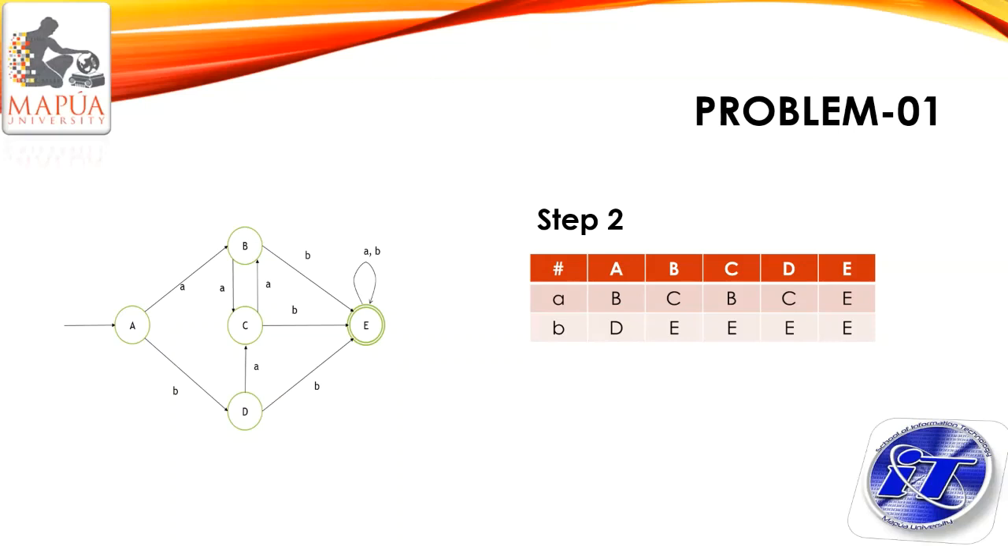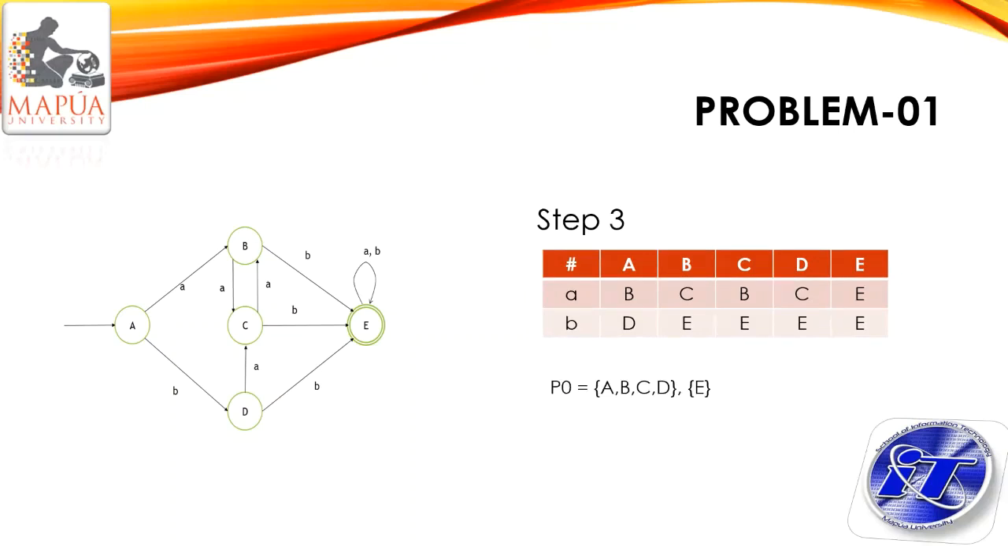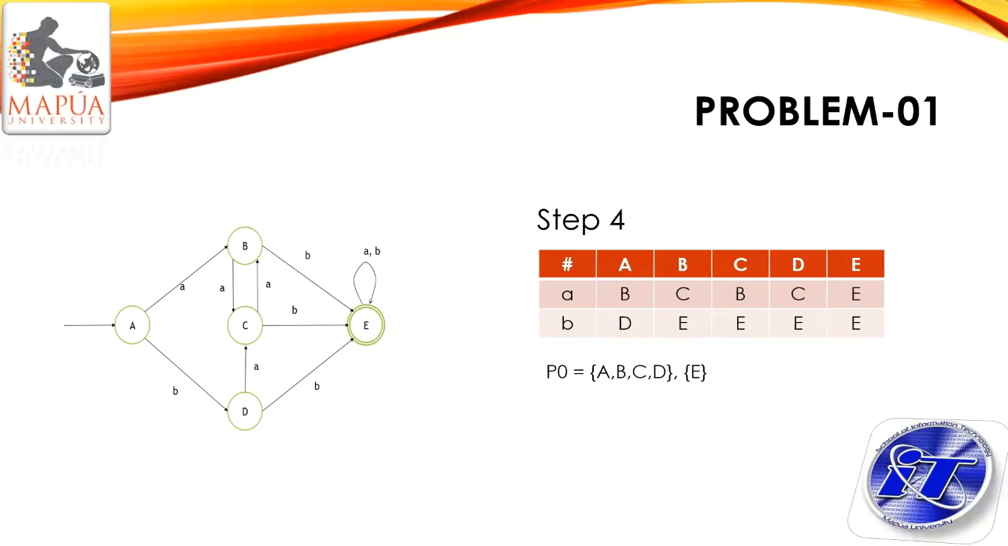So that's step two. So after creating the table, now let's get the equivalency row, which is separating the final state with the non-final state. So the grouping will be A, B, C, D, and then the final state E. So that's the equivalency row. Now, step 4, get the equivalence 1. So let's check if A and B are equivalent.